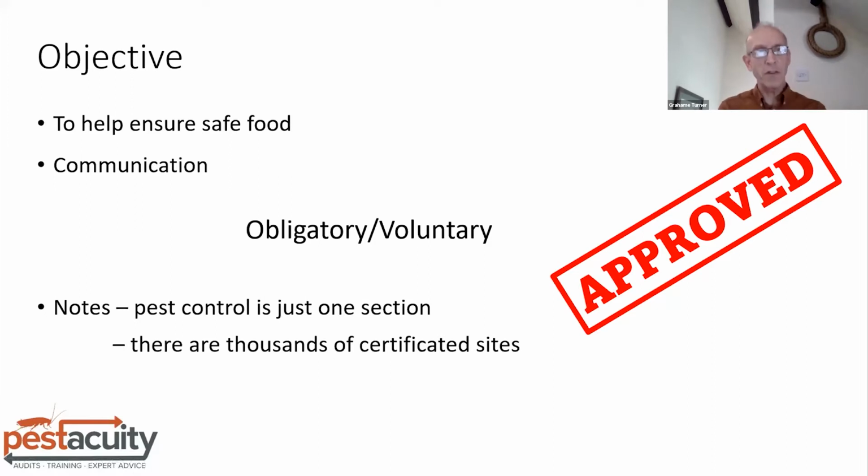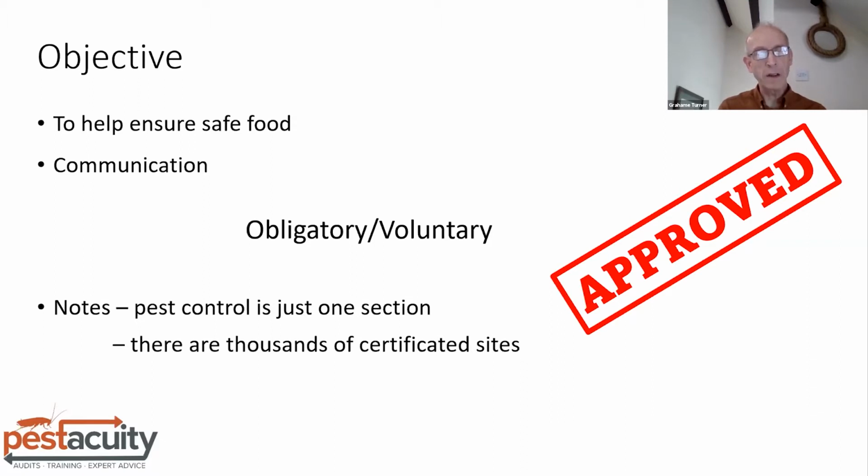So the objective of the standards is to help ensure safe food. And in terms of pest control, it's not just safe food, but it's preventing contamination as well, because food could still be safe to eat in theory, but be contaminated. So in terms of pest control, it's preventing contamination. And the other objective is the communication between the pest control company, the food company, and the auditors. Everybody needs to be singing from the same hymn sheet and understanding whose responsibilities are what. So it's a communication objective.